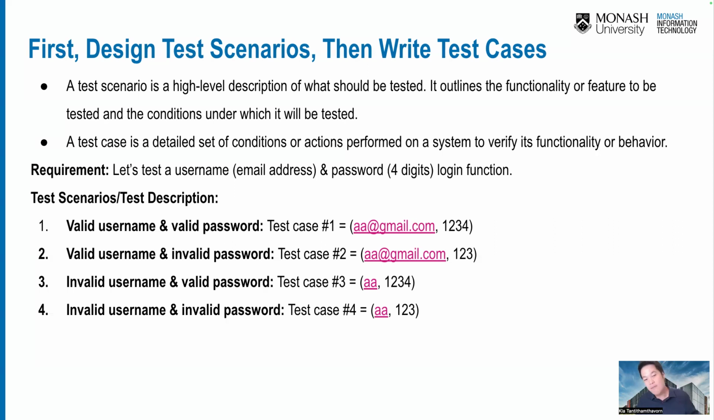Okay, so when we say valid username and valid password, because the username should be the email address, I would just say aa@gmail.com, okay? And because the requirement for the password here is a 4-digit number, I would just say 1, 2, 3, 4. This is the valid username and the valid password. And for the other cases, it's similar, right? I'll just tweak some of the test data here to make sure that they are aligned with the test scenarios that we designed at the beginning, okay?